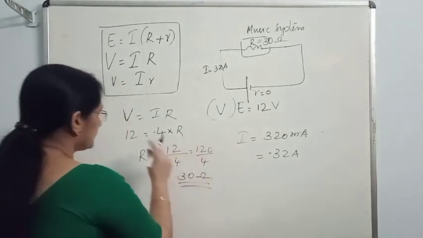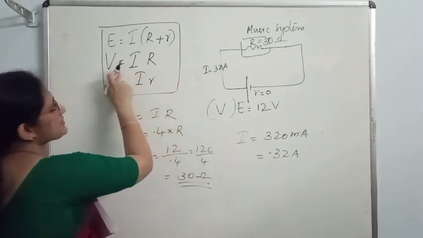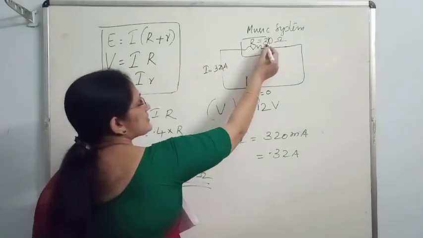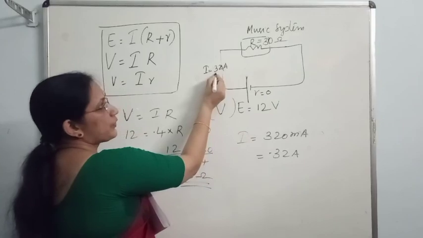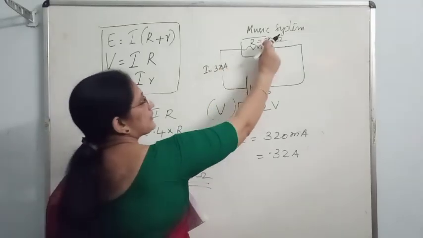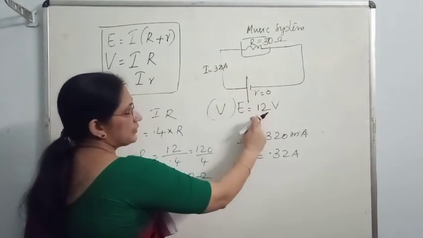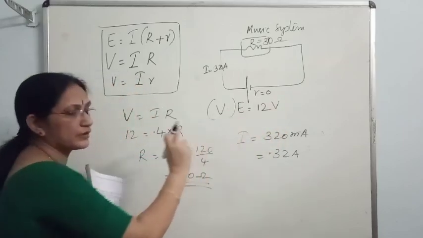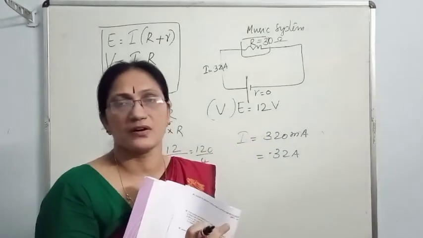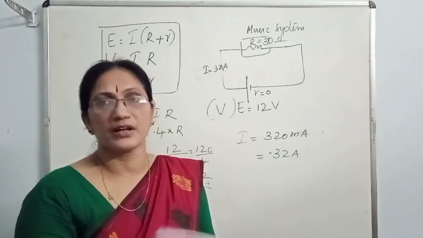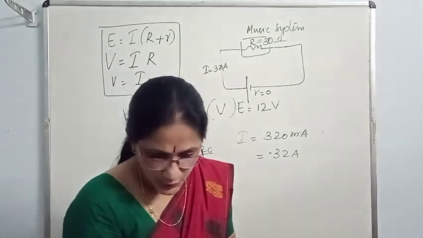So to find out that, again use the formula. V is equal to I into R. R is 30. Now the I is 0.32. So this I you multiply with R. That will be the V, or terminal voltage of the cell. At that voltage the system stops functioning.